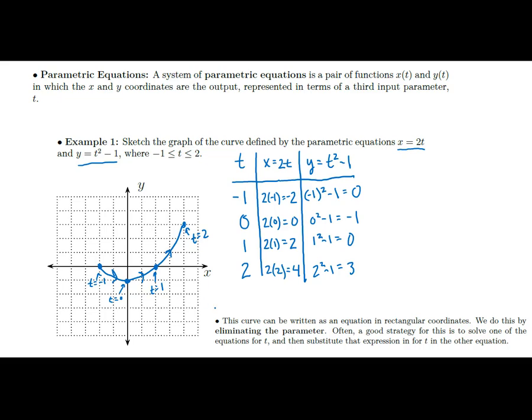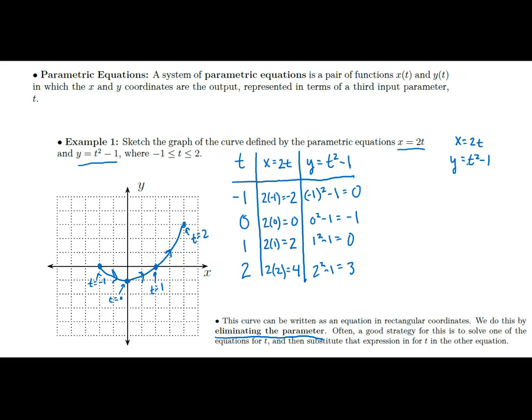All right, now if I look at this graph, it should look familiar. It looks a lot like a parabola, and maybe that's not too surprising because I see a t squared right here. But now to really convince ourselves that this is a portion of a parabola, what we want to do is something called eliminating the parameter. That's the way that we convert from parametric equations into rectangular coordinates. So you basically just treat this like a system of equations, right? So you have x is equal to 2t, and you have y is equal to t squared minus 1.